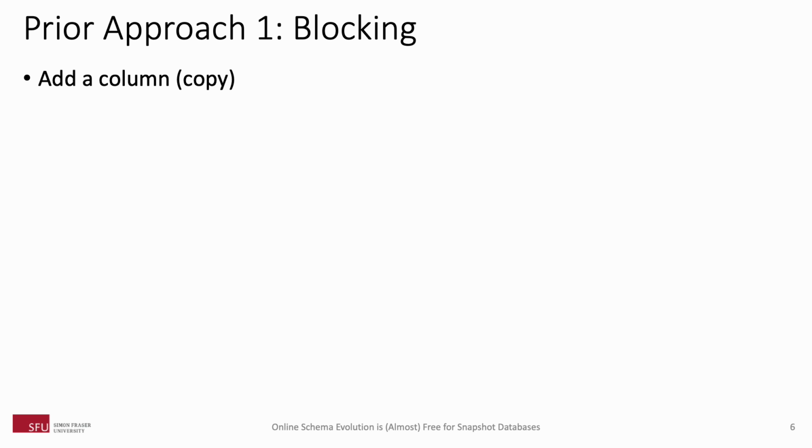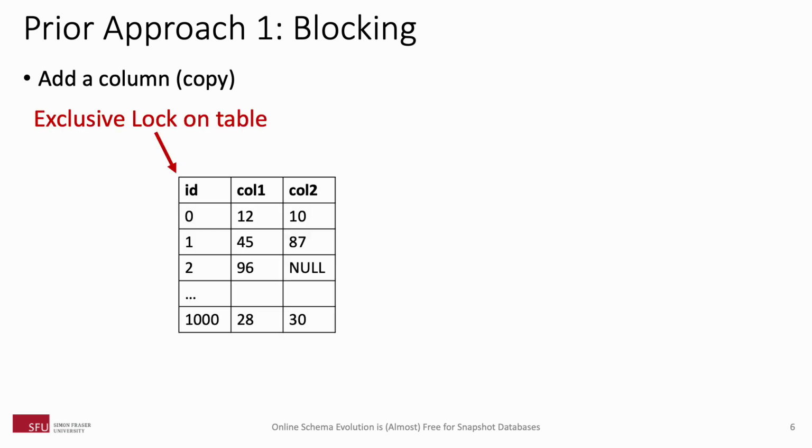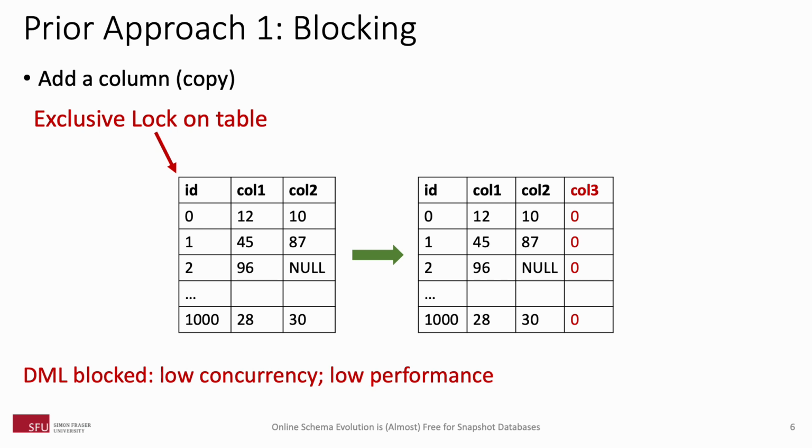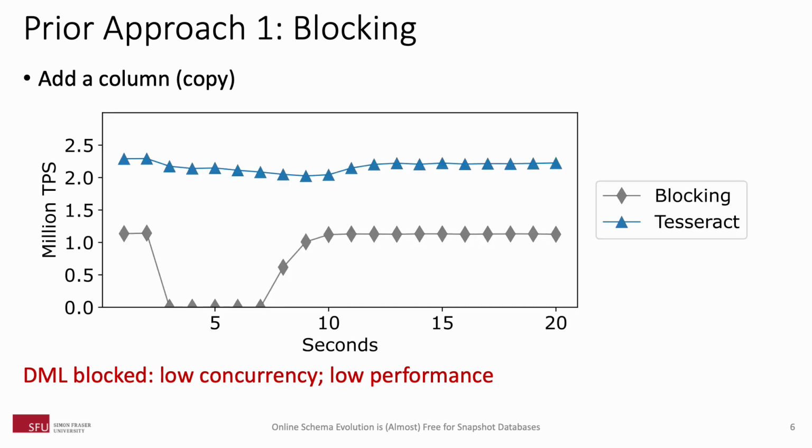The first prior approach is the blocking approach. Let's just use the add column example here. The blocking approach will put an exclusive lock on the table first, then scan the whole table to add a column for each record. During this process, because of the exclusive lock, the DMLs will be blocked, which causes low concurrency, hence low performance.